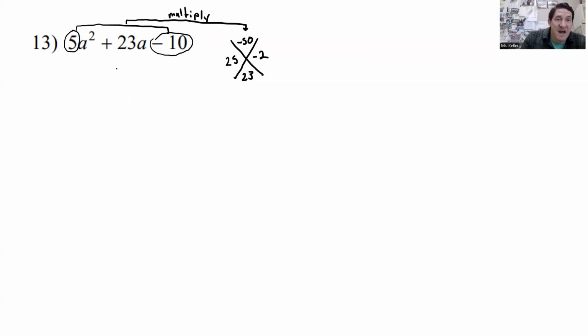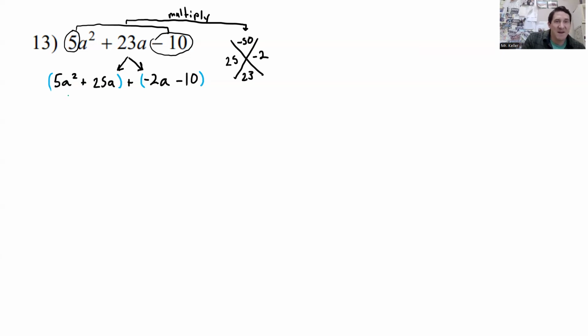So I've got to set up the factor by grouping step. I'm going to take my 23a and split it into a 25a plus a -2a. So 25a plus -2a is 23a. Again, splitting that up to set up the factor by grouping step. So bring down the rest of the polynomial. From here, I'm going to group the first two terms together and the last two terms together.